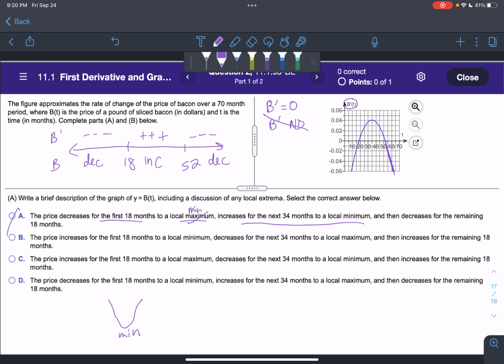And I bet this is at x equals 18, and then x equals 52, that next 34 months, we go from increasing to decreasing. So that's going to be a maximum. So that would have made this sentence correct, but it's not. Okay, the price increases for the first 18 months. Well, we know that's not true based on what we found from the sign chart, so no. And no to C as well for that reason. So D is our answer, and we can confirm that based on how we fixed choice A.